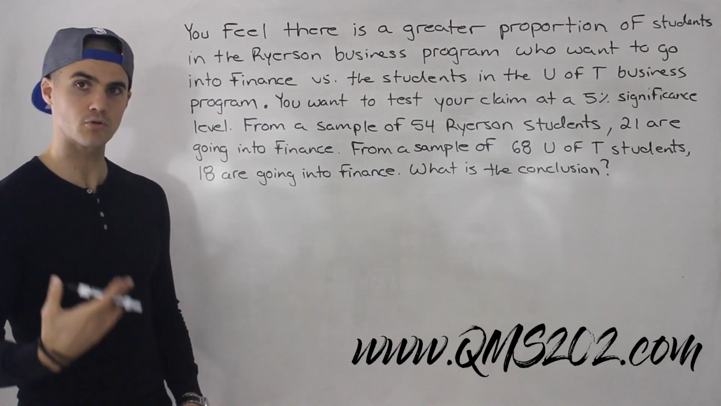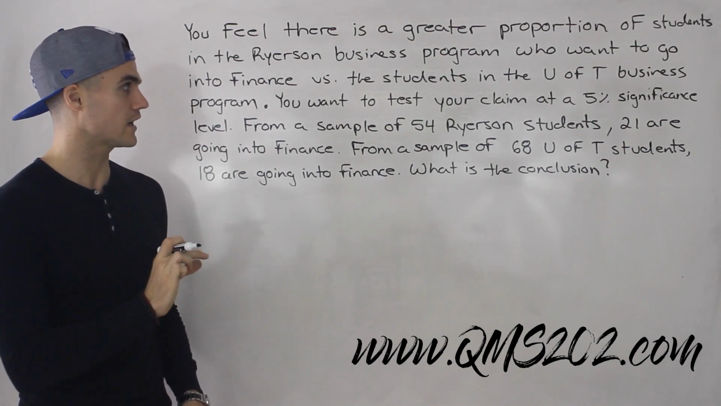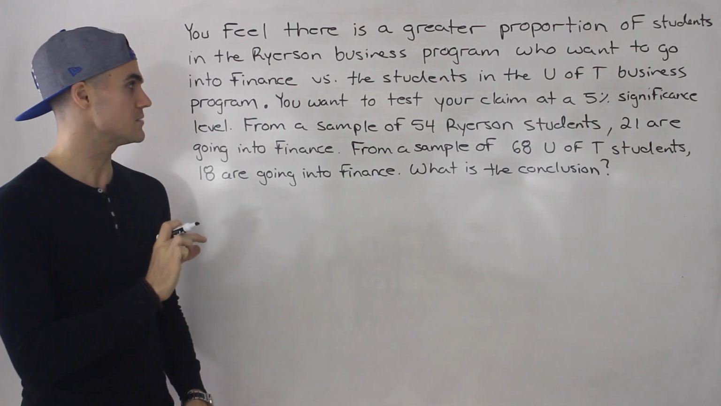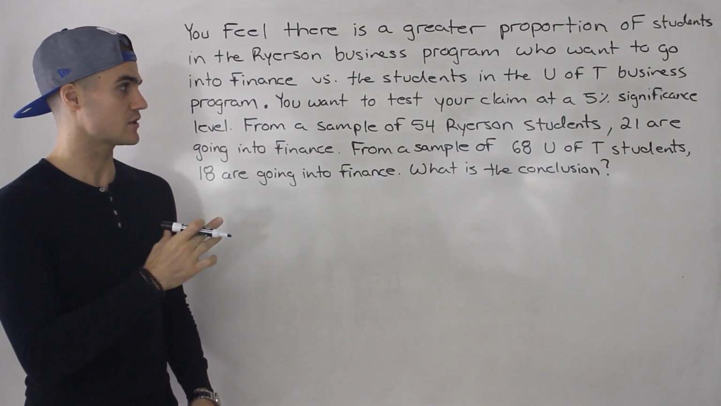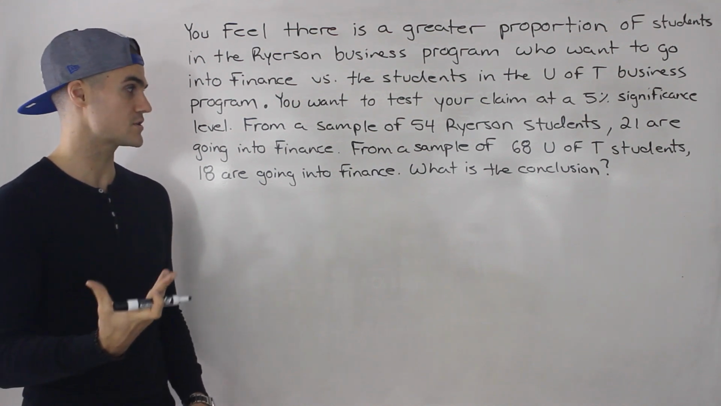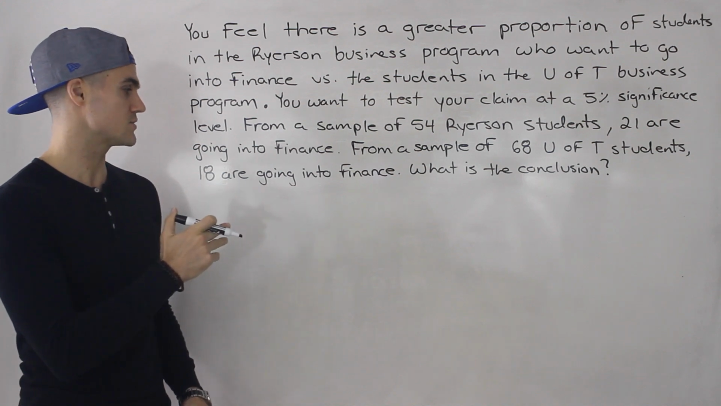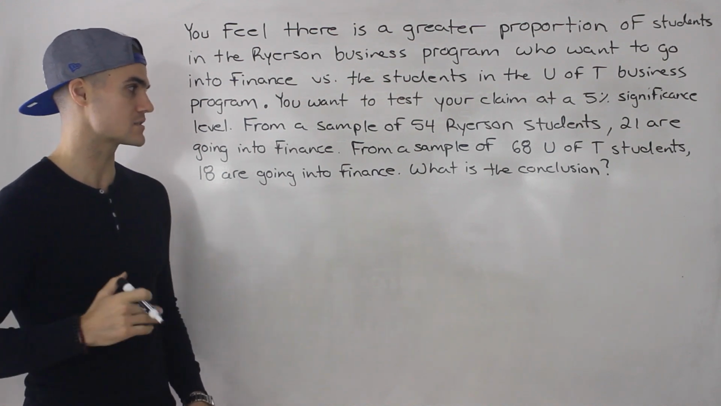You feel there's a greater proportion of students in the Ryerson business program who want to go into finance versus the students in the U of T business program. You want to test your claim at a 5% significance level. From a sample of 54 Ryerson students, 21 are going into finance. From a sample of 68 U of T students, 18 are going into finance.